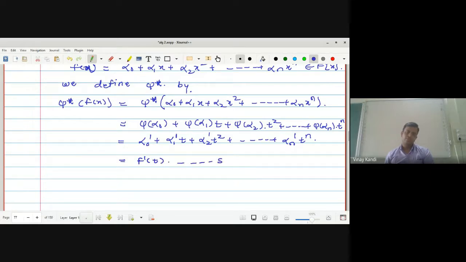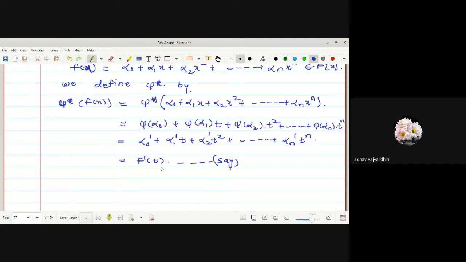Any doubt? So here we get psi star of f of x is equal to f dash of t. We define psi star by this. Any doubt? No, sir.